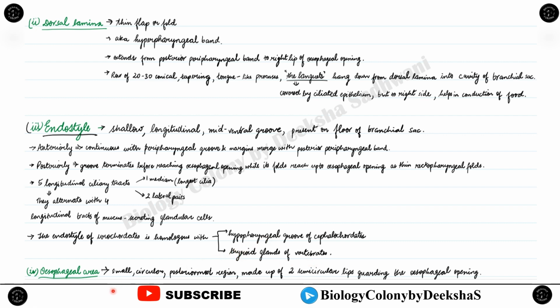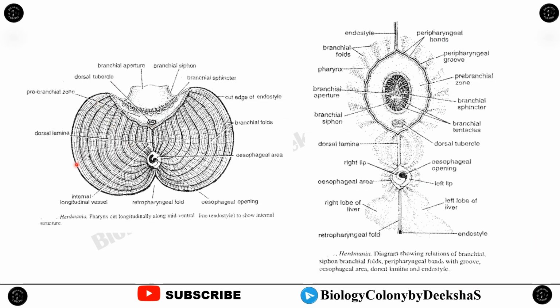We have an esophageal area, that is a small circular posterior-most region made up of 2 semicircular lips guarding the esophageal opening. As you can see in this diagram, the branchial folds are merging with the esophageal opening as rectopharyngeal fold. It contains dorsal lamina, dorsal tubercle, and here is the endostyle that is on the edge of the pharynx.